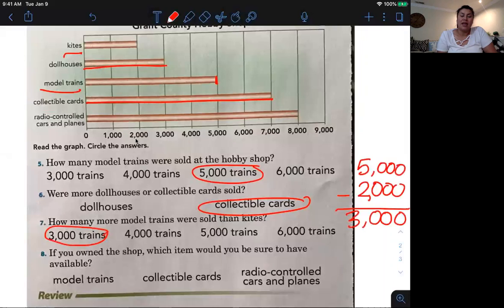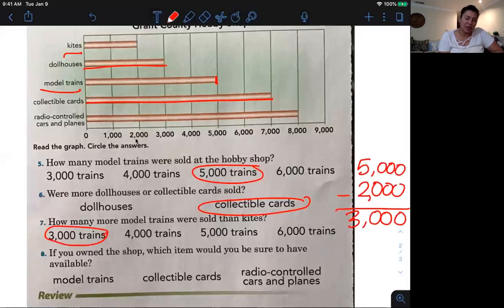Nice. If you own the shop, which item would you be sure to have available? So think about it, and everyone's answer is going to be different here because everyone's different. We'll have different preferences and different things that we like and don't like. So if you, first grader, owned this shop, what item do you think you would want to have all the time to be selling? Model trains, collectible cards, or radio controlled cars and airplanes? I think I would keep collectible cards.